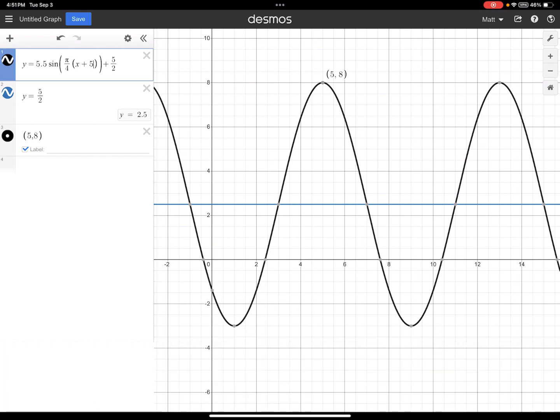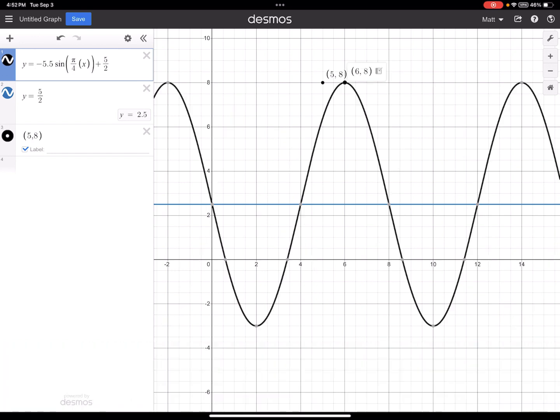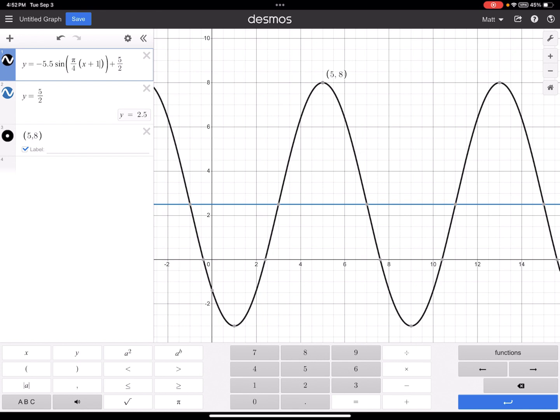Let me get rid of the phase shift. I mentioned earlier that I could have done a negative value for a, which would also include a reflection about the midline. And now I have a peak that's close to (5, 8). It's at (6, 8). So if I had used a negative 5.5 for my value of a instead of a positive 5.5, I would now have this result, which I would need to shift left only 1 unit. So put a plus 1. And here's a third way that we could have arrived at this graph. In general, you can always use a positive value for a, followed by an appropriate phase shift to get your peaks and valleys to be where they need to be.